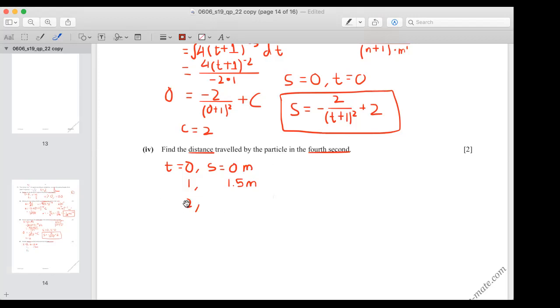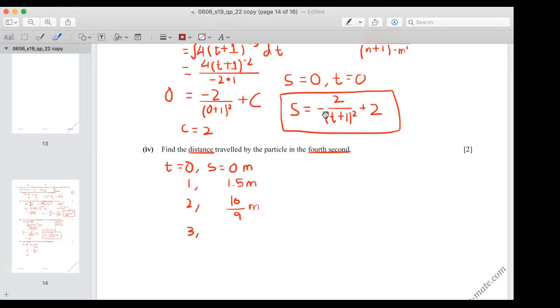Let's start again. We do the same thing. 2 plus 1, 3. 3 squared, 9. Negative 2 over 9 plus 2. That will be 16 over 9 meters. I'm putting it as a fraction because it is a pain to do otherwise. But by the way, this is higher than 1.5 meters. If you want to round it off, it is 1.78 meters to three significant figures, but I recommend you don't round it off first. You keep this to maintain accuracy in your answers.